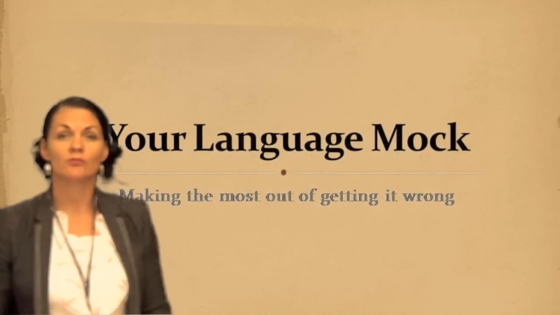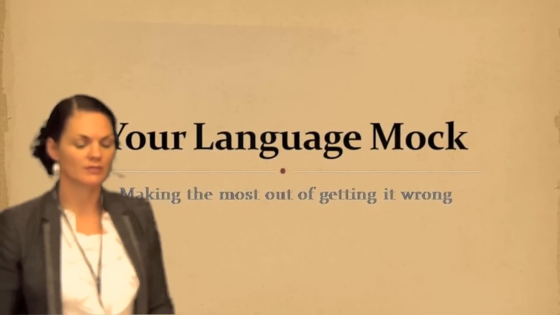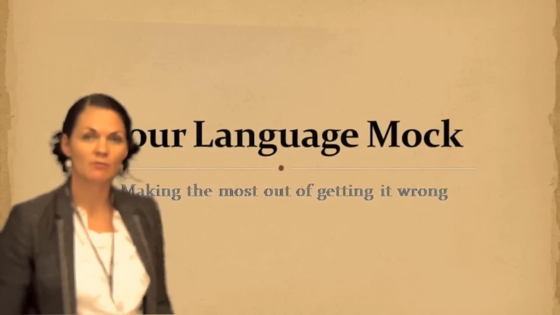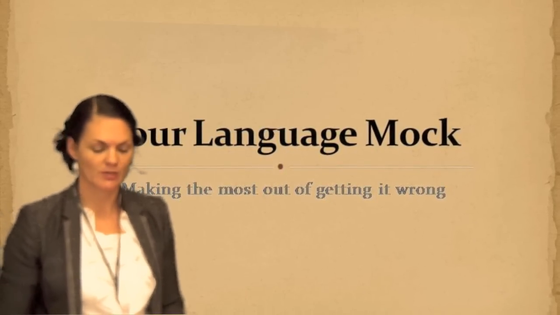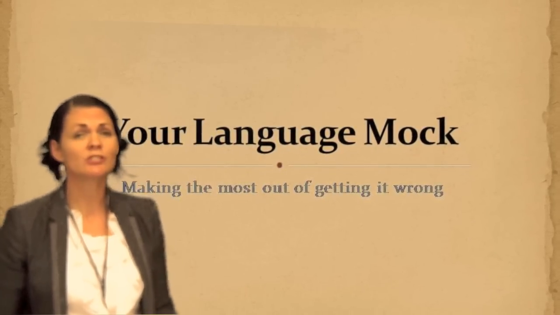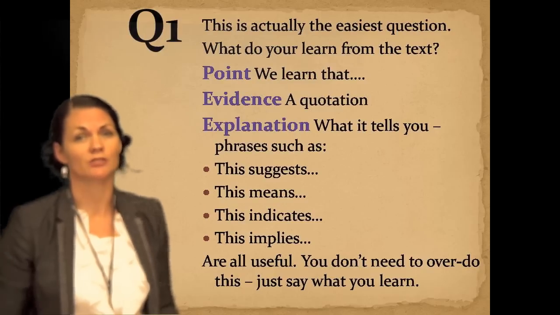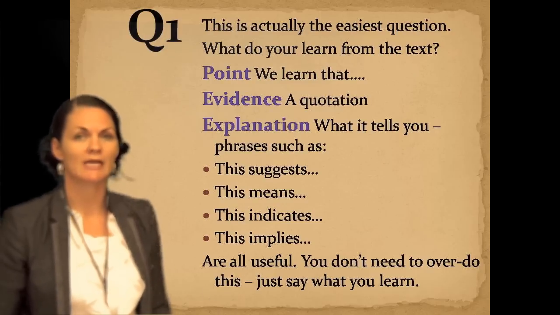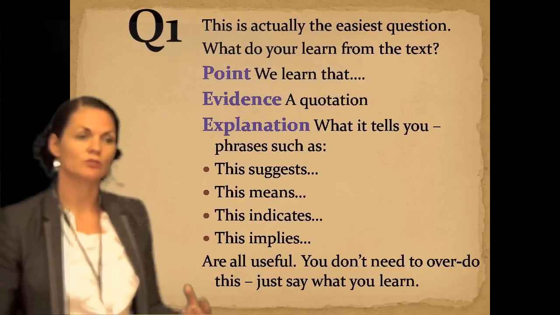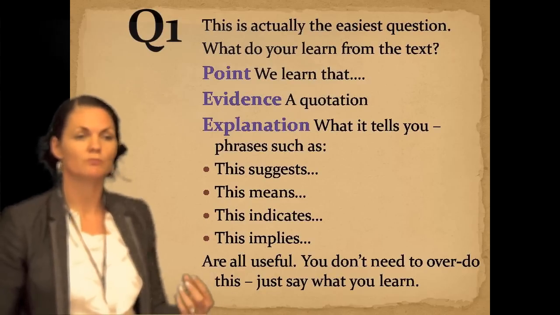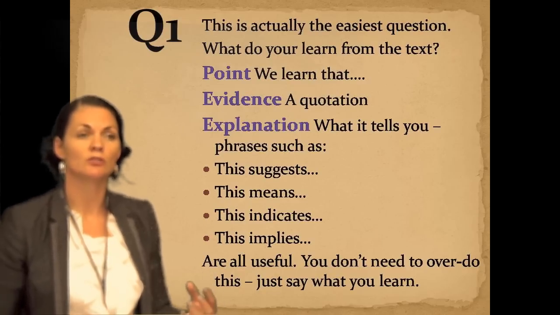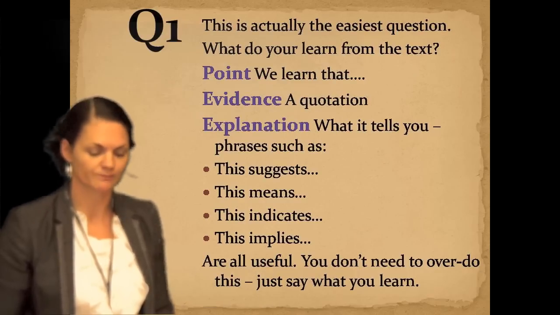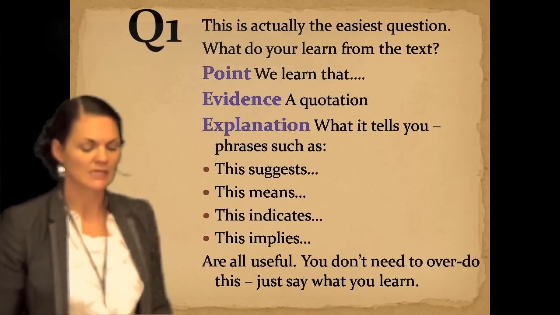Okay, I'm going to take you through question 1 in the language paper then. I'm looking at the June 2013 paper, looking at food, okay? So question 1 is actually the easiest question in the paper. It's just, what do you learn from the text? It's making sure that you go through and pick out quotations and show that you understand the argument that's being put forward, or the points that are being put forward.